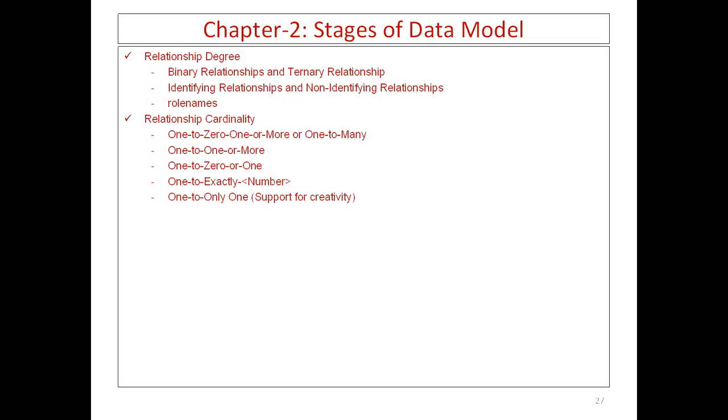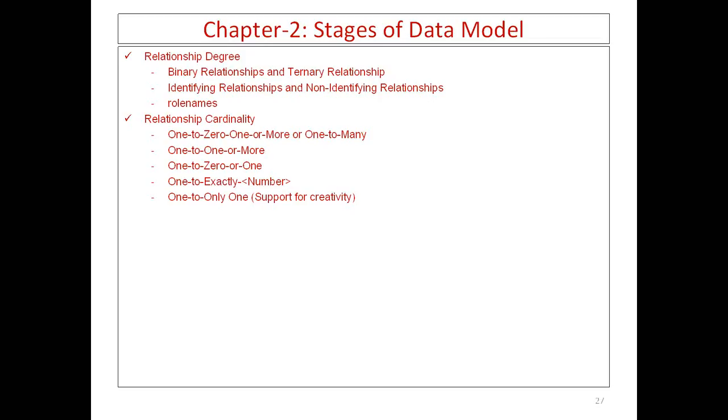So there are quite a few keys, which normally, I would say, are more than primary and foreign keys. Relationship degree, that is whether a relationship is binary or ternary in nature. Identifying and non-identifying relationships and the role names. A relationship cardinality would be 1 to 0 or 1, or 1 to 0, 1 or more, that is 1 to many. When we say 1 to many, it can be 0, 1 or more than 1.